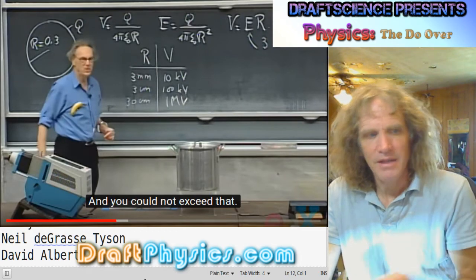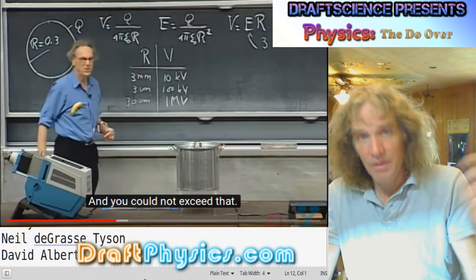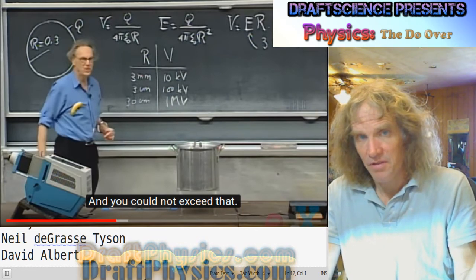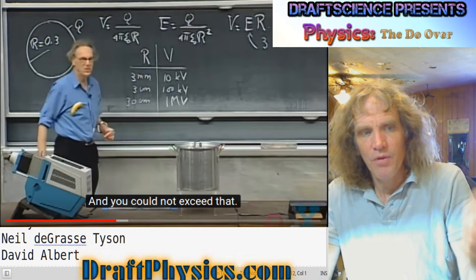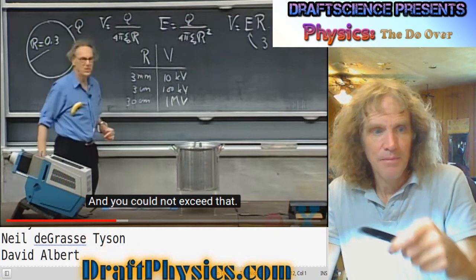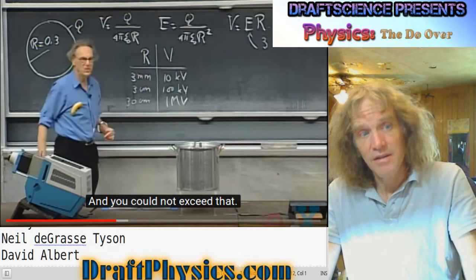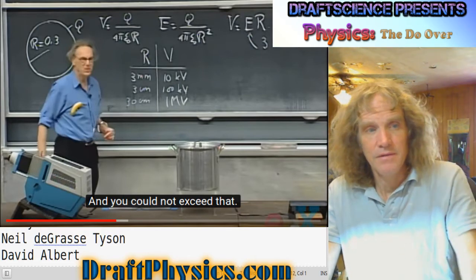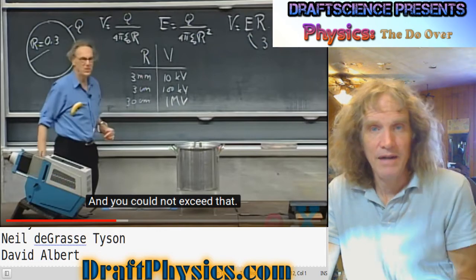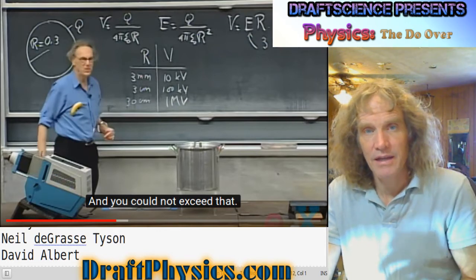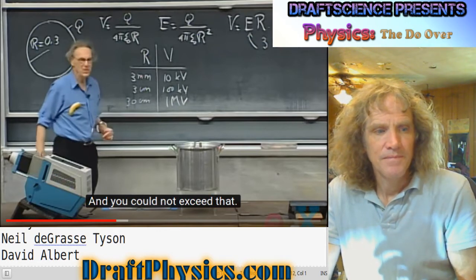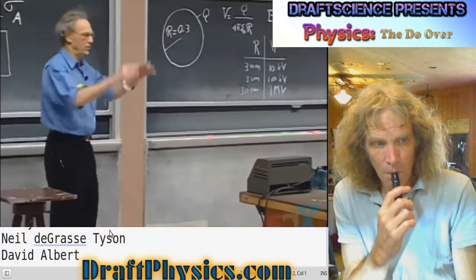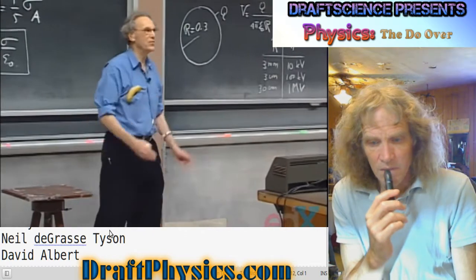So sorry, my mistake. Its natural limit is supposed to be 1 million, and he can only charge it up to 300,000. So you have a one-third degradation because of the atmosphere. So all these calculations are nice, but you ought to just know that you have to divide them by 3, because that's what you're practically going to get in Earth's atmosphere. And in practice, in fact, this one doesn't even make it to 1 million volts. The sphere is not perfect. There are imperfections of the sphere.